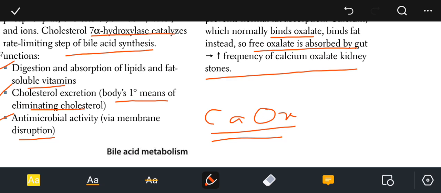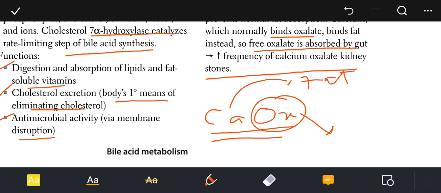If there is a lack of bile and the bile is not performing its function properly, what happens is that there is a lot of fat that is not being emulsified, not being absorbed, not being digested. So the calcium starts binding to the fat, and oxalate is free. This free oxalate will be reabsorbed, and this will ultimately cause calcium oxalate stones in the kidney. So it is very important to be remembered.